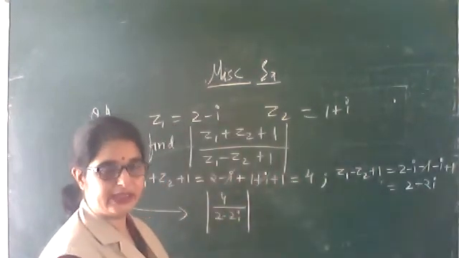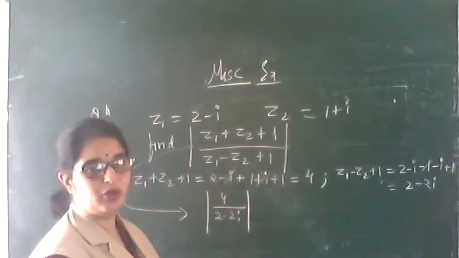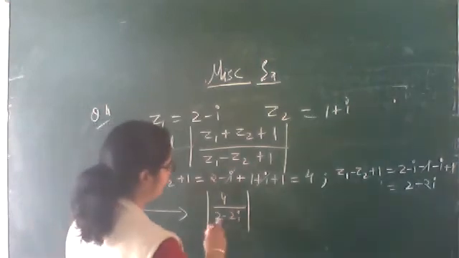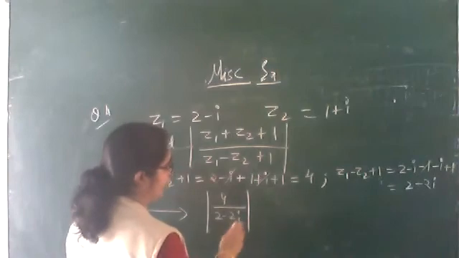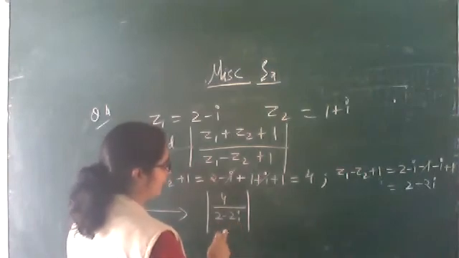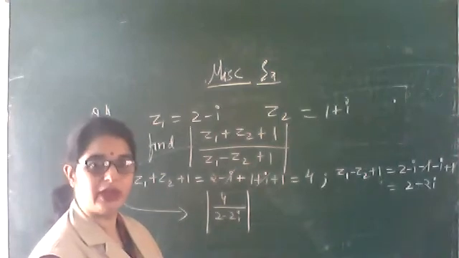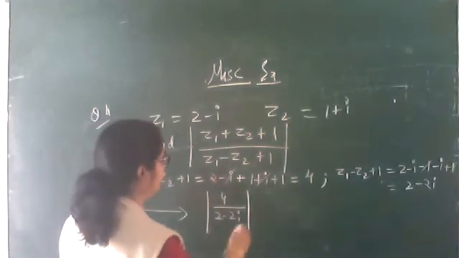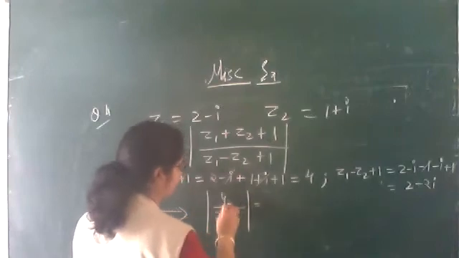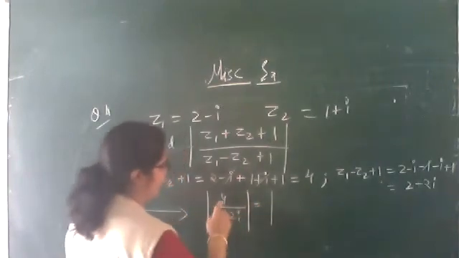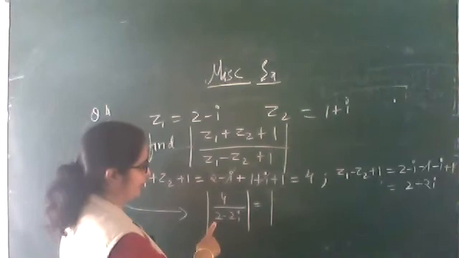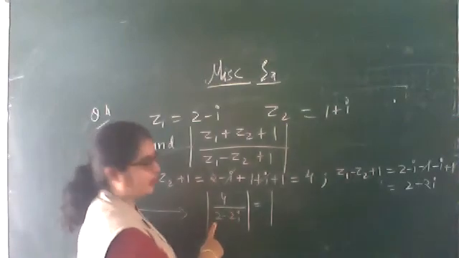Now the modulus is easy to find. Before finding the modulus, what we have to do is multiply and divide by 2 plus 2 iota, so that in the denominator we should not have iota. Clear? Then only we can find the modulus of it. Here again we can take 2 common from the denominator. If I take 2 common from the denominator, what will we get?